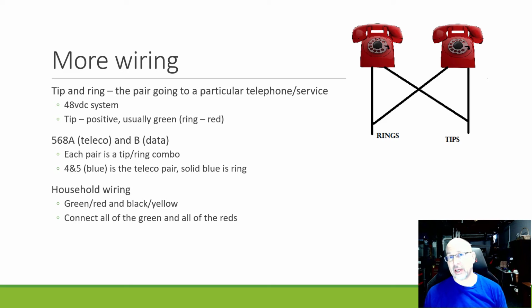Now, I've also said the phrase tip and ring a lot, and we know now where tip and ring comes from, but the wires that we use for a phone really only need two wires, the red and green pair. So ring is red, and then tip is green. And it's just a positive and negative connection because really what we're doing is we're establishing a circuit between the phone and the central office or the class 5 switch or whatever it is that we're talking about.